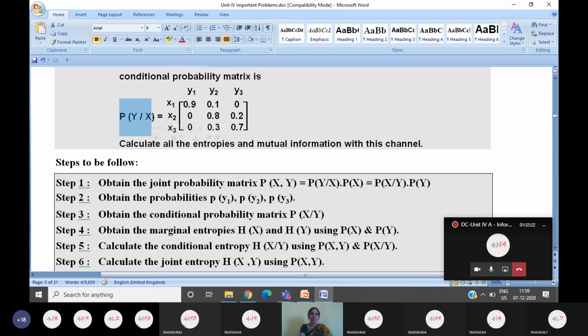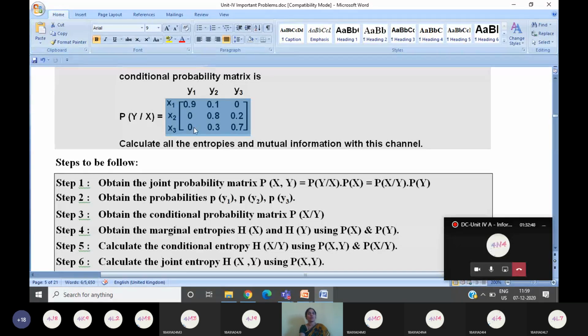ఇక్కడ y by x అంటే కండిషనల్ ప్రాబిలిటీ మ్యాట్రిక్స్. సో డినామినేటర్ లో x ఉంది కాబట్టి sum of all the elements in each row should be equal to 1. అంటే x1 row elements 1 అవ్వాలి. 0.9 plus 0.1. అలానే x2 if you observe 0.8 plus 0.2 that is 1. x3 0.3 plus 0.7 that is 1. So y1, y2, y3 1 అవ్వాల్సిన అవసరం లేదు. That's for P of y by x.